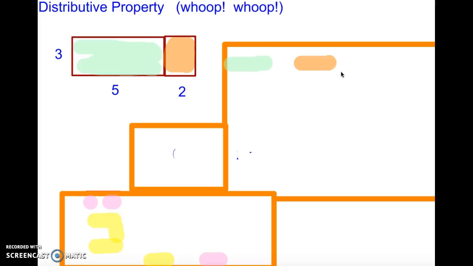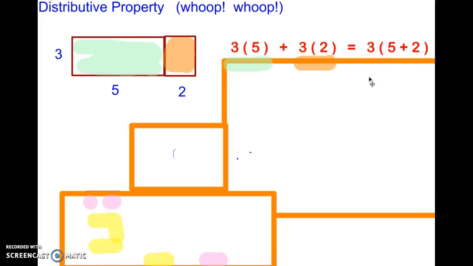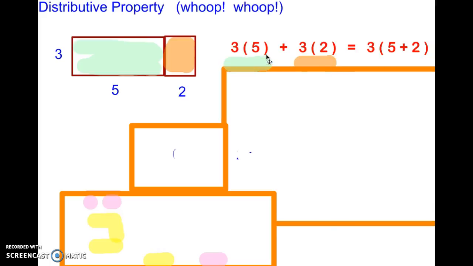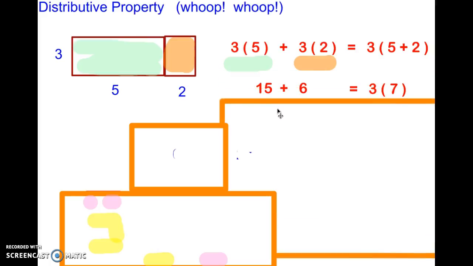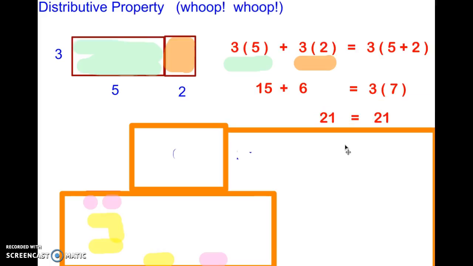2. So if we wanted to find the area, we could write it as 3 times 5 plus 3 times 2. We could also write it as 3 times the quantity 5 plus 2, and just find the area of the whole rectangle all at once. You'll see if you multiply 3 times 5 and 3 times 2, you'll get 15 plus 6. And over here, you'll do your parentheses first and get 5 plus 2 is 7, and 3 times 7 is 21, so both sides equal 21.